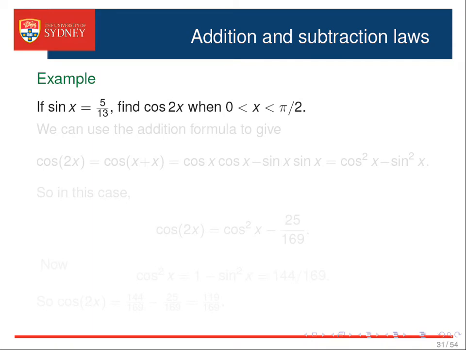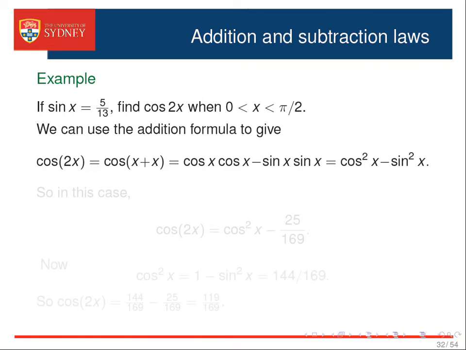We can also use these formulas to find cosines and sines of twice an angle. We will see the general form of this in our so-called double angle formulas later. Let's do an example now. Suppose sine x is 5 on 13, where x is some angle between 0 and pi on 2. Let's use our formulas above to work out the cos of 2x.